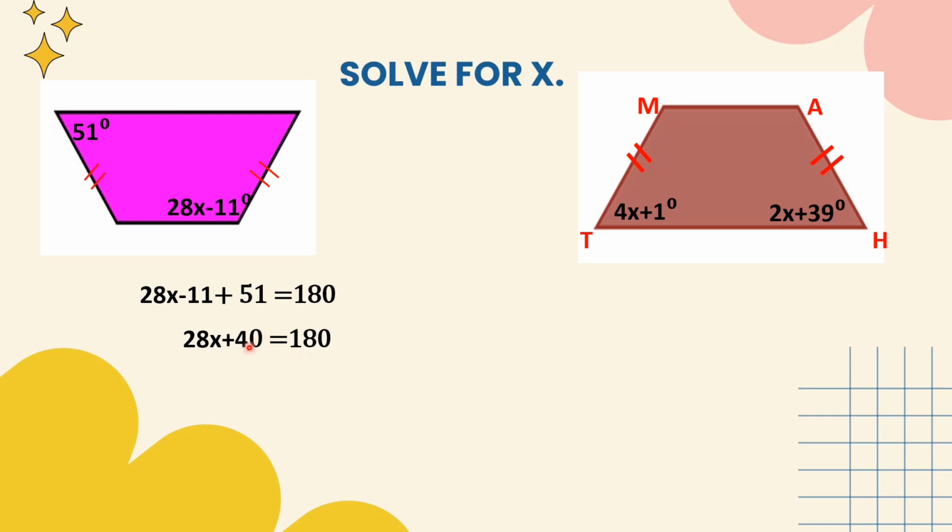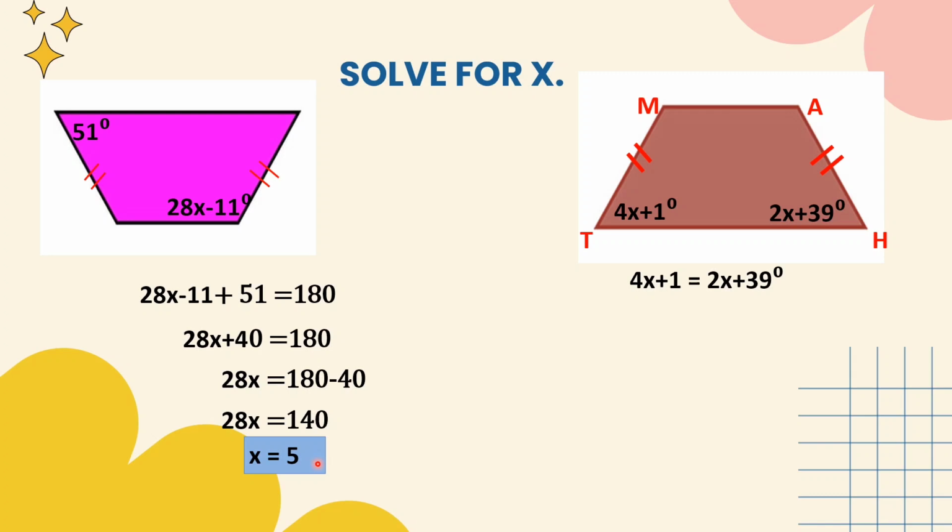Then we will transpose positive 40 to the right side of the equation. So we have 28x equals 180 minus 40. Then subtract. So 180 minus 40 is equal to 140. Then let us divide both sides of the equation by the numerical coefficient of x, which is 28. So we have 28x divided by 28 and 140 divided by 28. So the value of x is equal to 5.